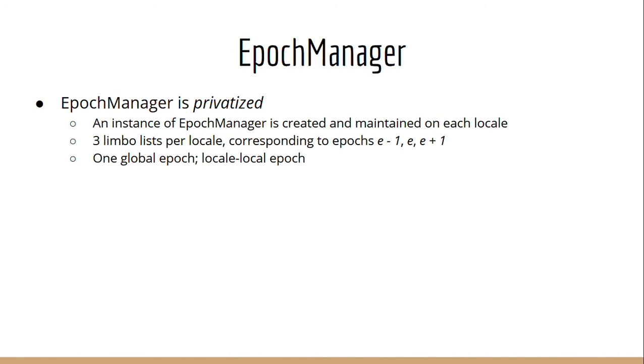Each locale maintains 3 epochs corresponding to the current epoch E, previous epoch E-1, and the epoch before that E-2, which can alternately be stated as E+1. All operations are modulo 3. Each locale has a local epoch, while there is one global epoch for the entire reclamation system.